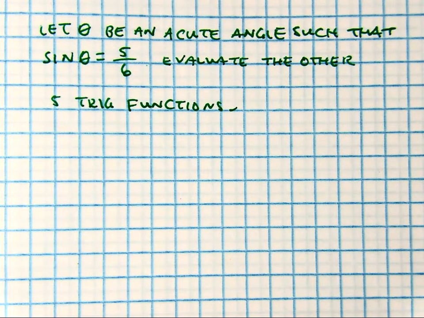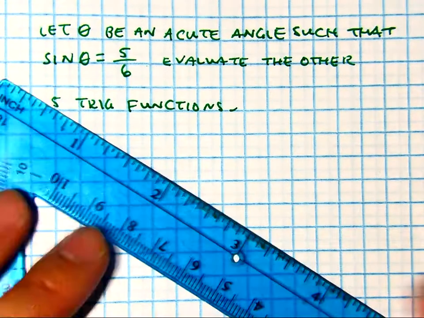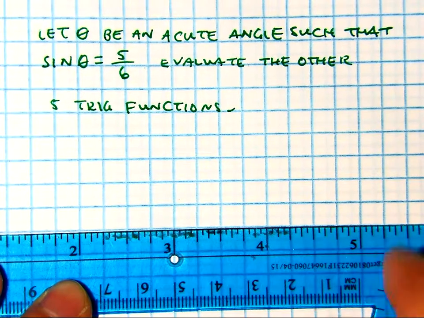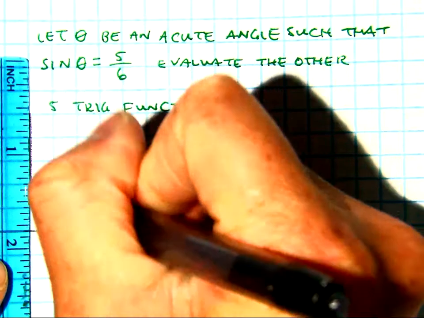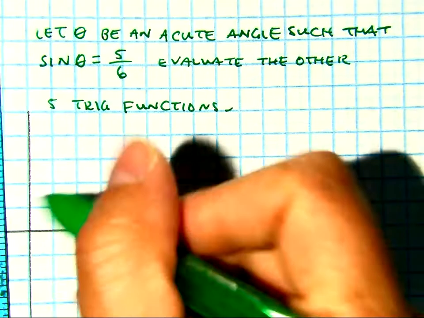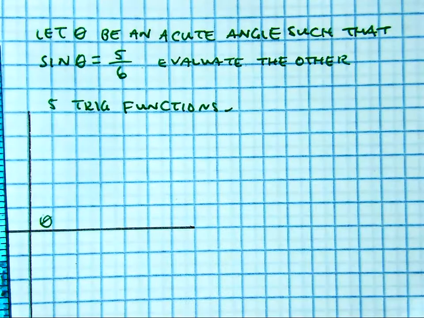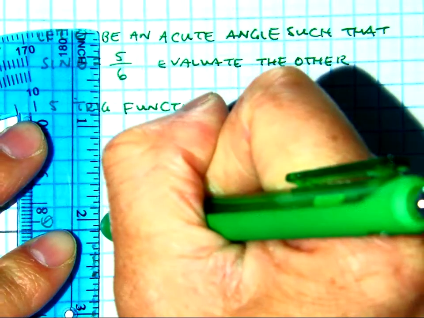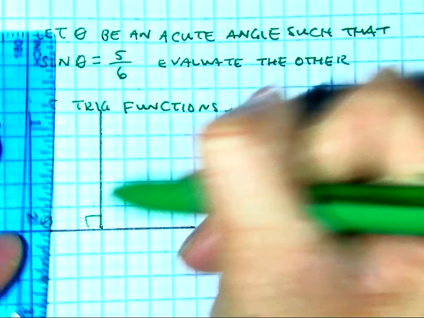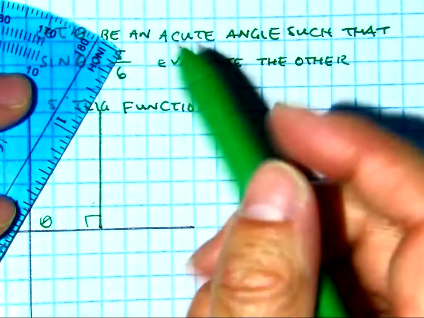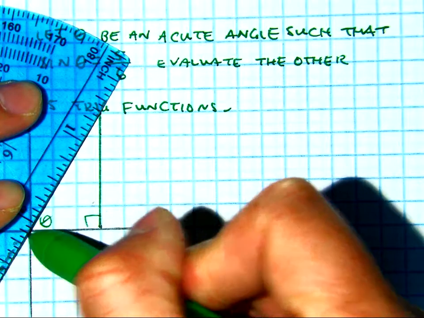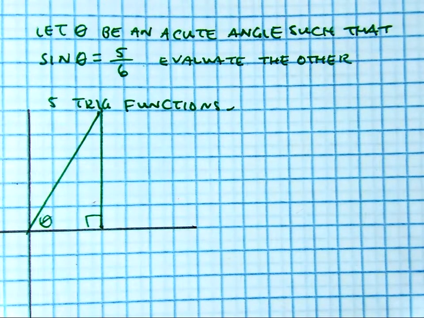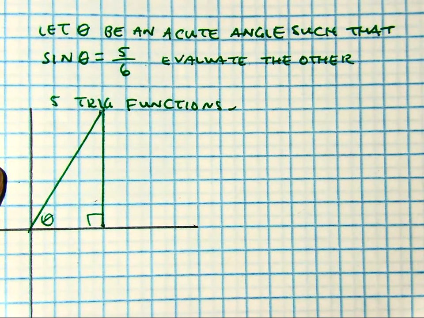So let's go ahead and draw a triangle. I'm going to draw this one in quadrant 1. So here is theta. Here's my right triangle, and it might look something like this. Doesn't matter if it's tall or not, that's not important.